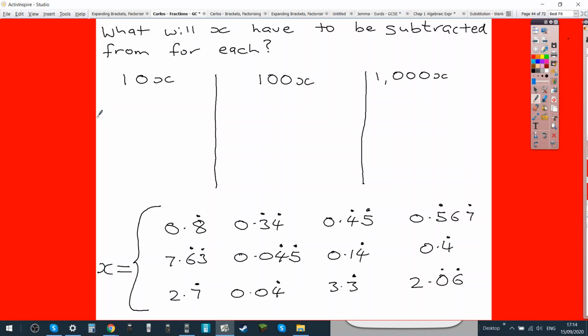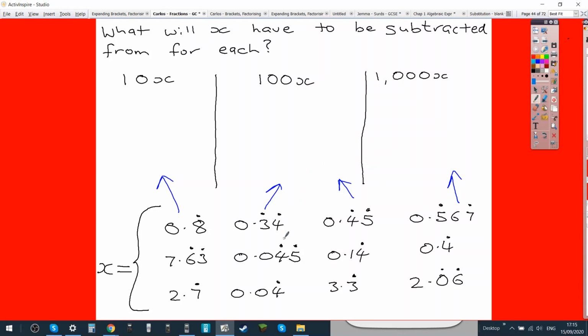Okay, so which one do each of these go into? You have to say, would it be with 10x, 100x, or 1000x? So 0.8 recurring would go to 10x. 0.34 recurring would go to 100x. 0.45 recurring would go to 100x as well. 0.567 recurring would go to 1000x.